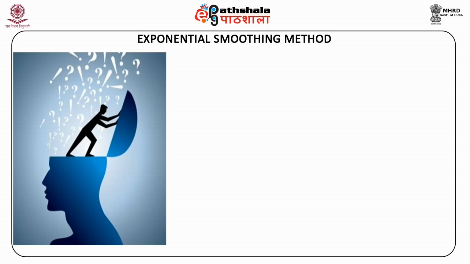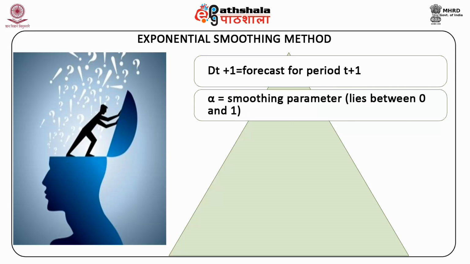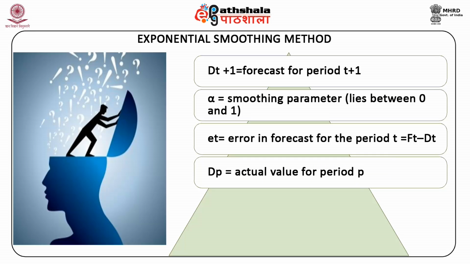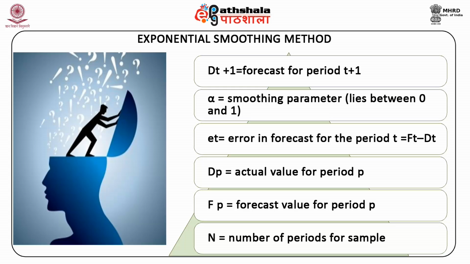plus alpha ET. For choosing the value of alpha, the value is between 0 and 1 and should be selected as mean square error, 1 by n times the summation of (dp minus fp) to the power 2, where dt+1 is the forecast for period t+1, alpha is the smoothing parameter which lies between 0 and 1, ET is the error in forecast for the period t, equal to ft minus dt, dp is the actual value for period p, fp is the forecast value for period p, and n is the number of periods for sample.